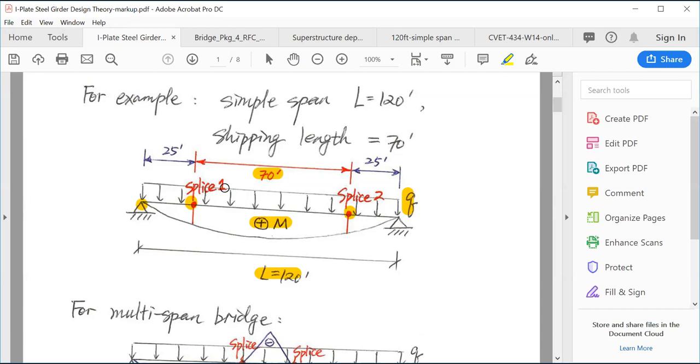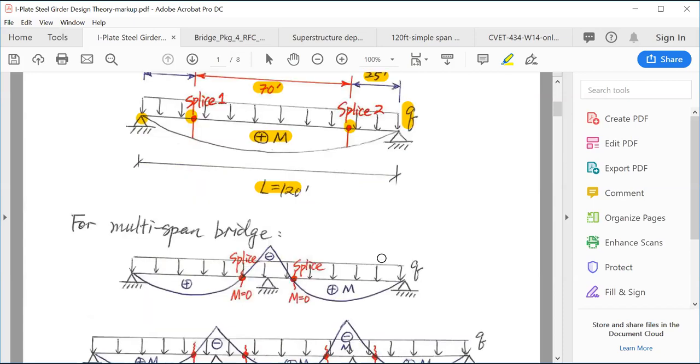Based on this requirement, we can set the shipping length of 70 feet in the middle section, and then take 25 feet on each side. So we use 120 feet minus 70, divided by 2, and we get 25 feet on each side. Then this is our splice location.